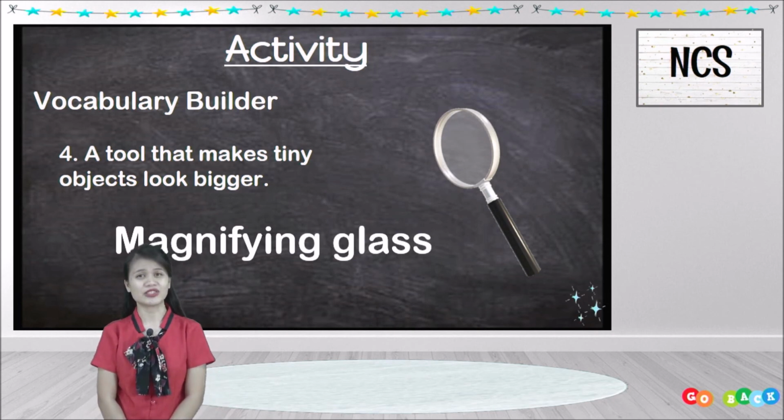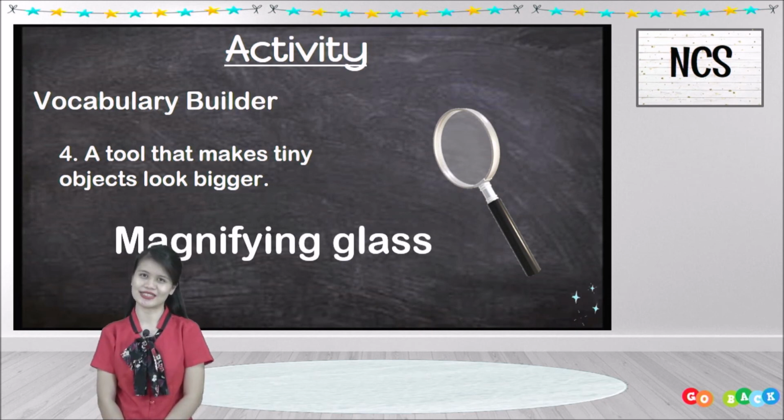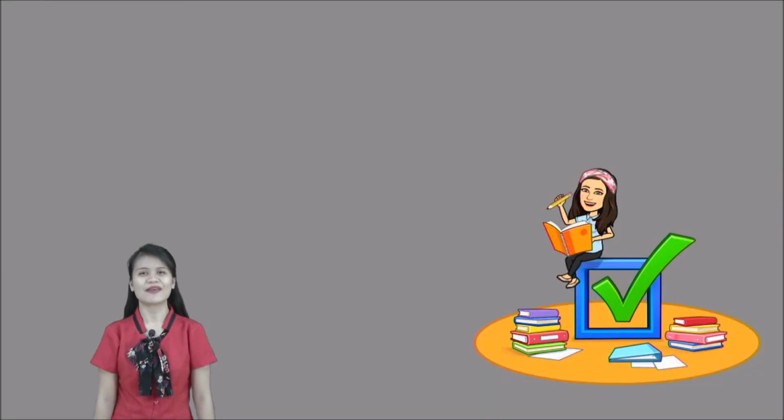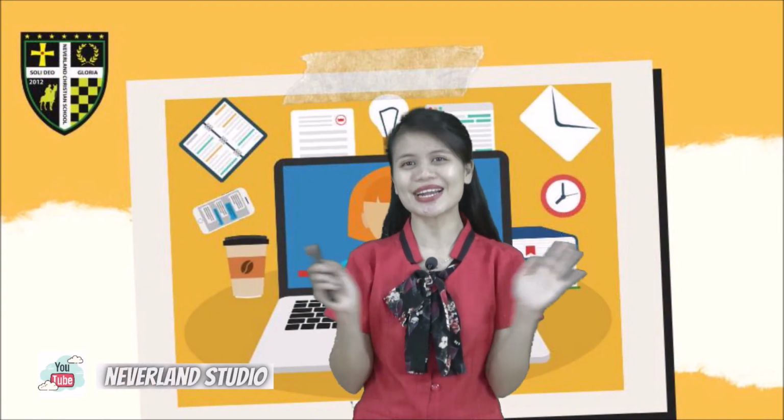Do you have some questions? If you do, please go on to Google Classroom and post your questions. For the activity that you need to answer by yourself, please open your workbook, page 16. Please answer letter A and letter B. Don't forget, in letter B, I can accept synonyms that you will give for each word. That's it for today. Bye-bye, grade 4!